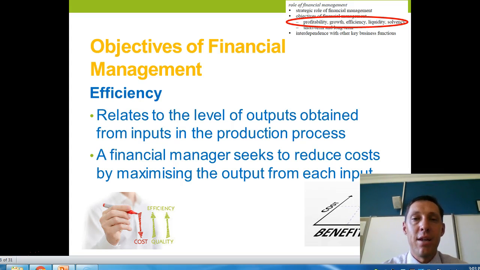So efficiency, like profitability was, it really is a balancing act. Profitability is balancing between total revenue and total cost. Efficiency is balancing being really efficient and bordering on being inefficient, and making sure that the business is walking that tightrope effectively.